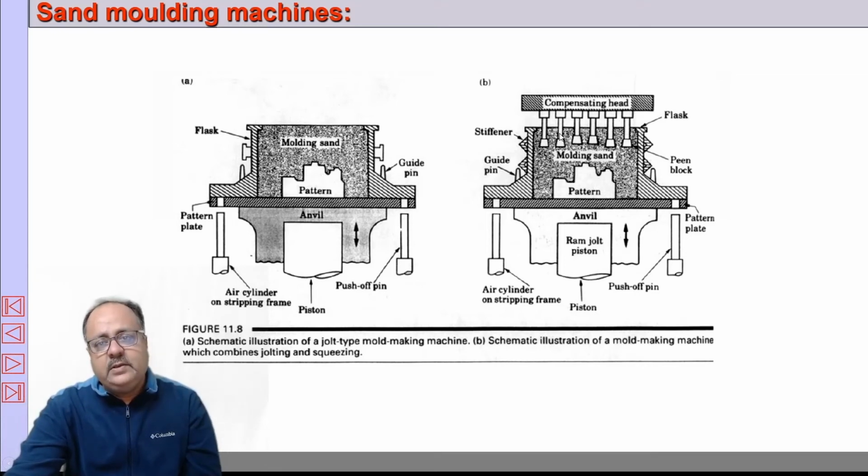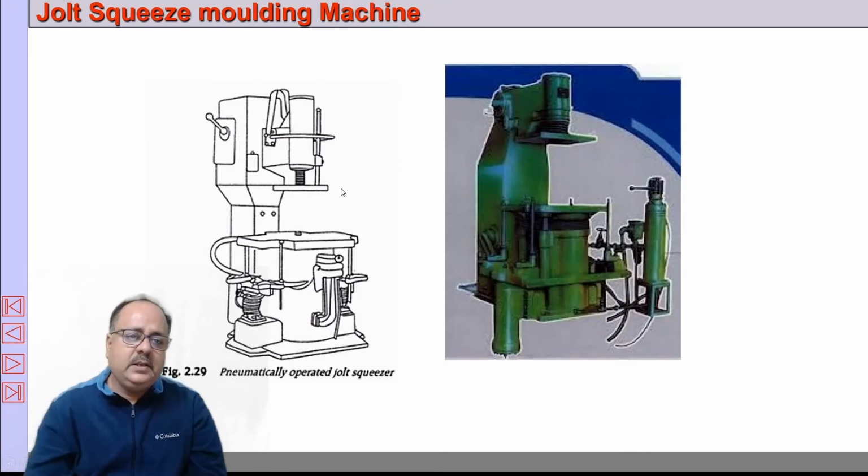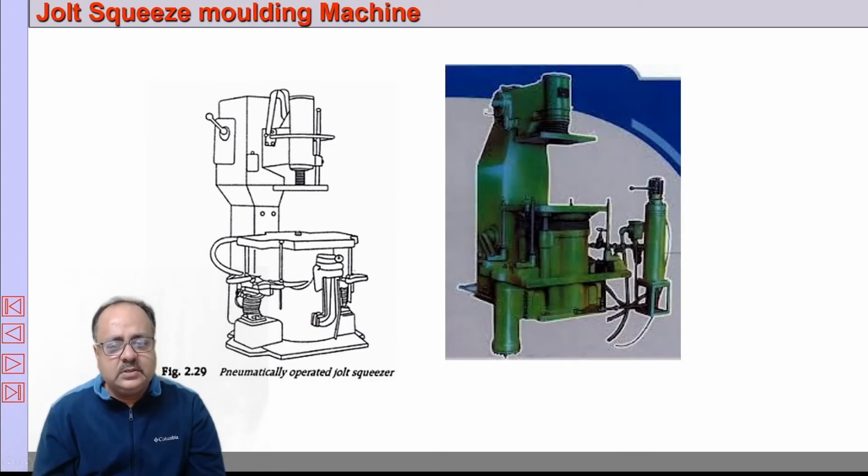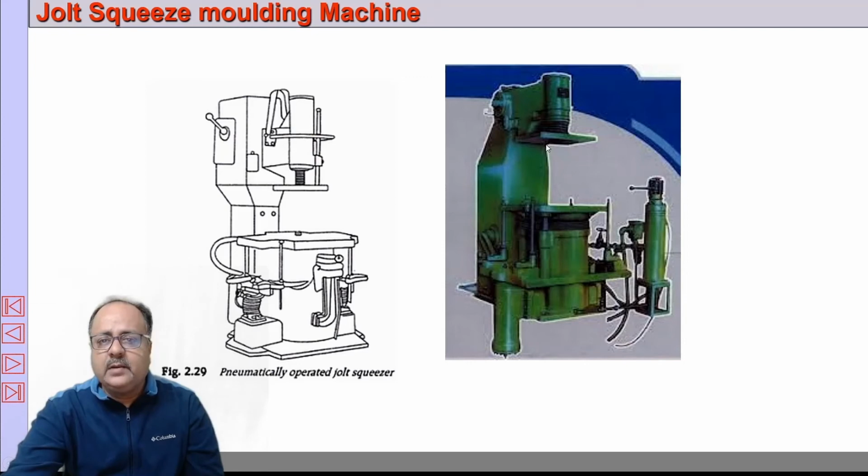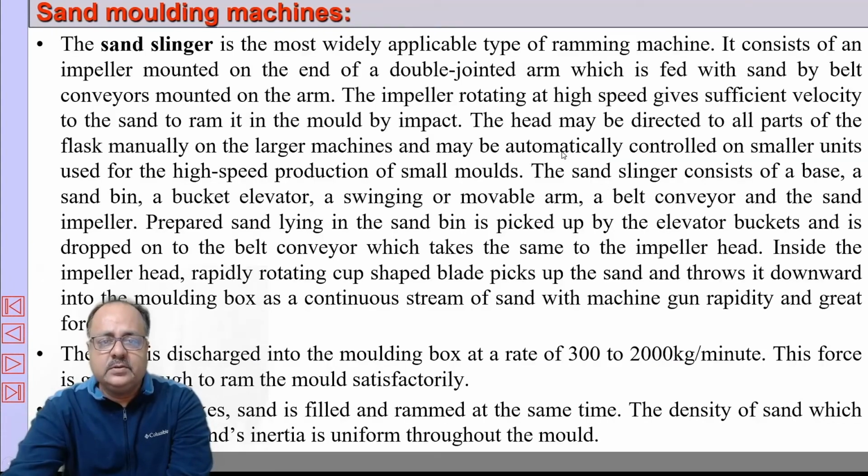So therefore we give a squeeze also, not only jolting. So density here is high, and the density here will also be higher. So that gives a good mold. This is how a jolt squeeze machine actually looks. You can see the air cylinder here, and it is lifted and dropped, and this is the squeezer. There's another piston here which will do the squeezing operation.